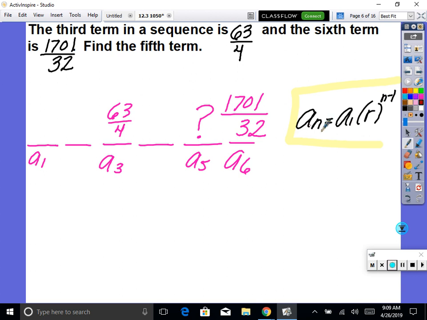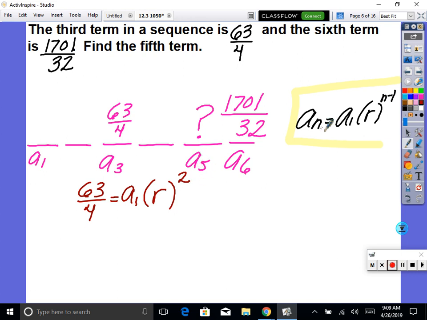So we said a sub n, 63/4, is equal to a sub 1. We don't know what a sub 1 is, right? We don't know what our r is either, correct? And then raised to that, we do know what n is though. It was 3. So then 3 minus 1 right here is 2.